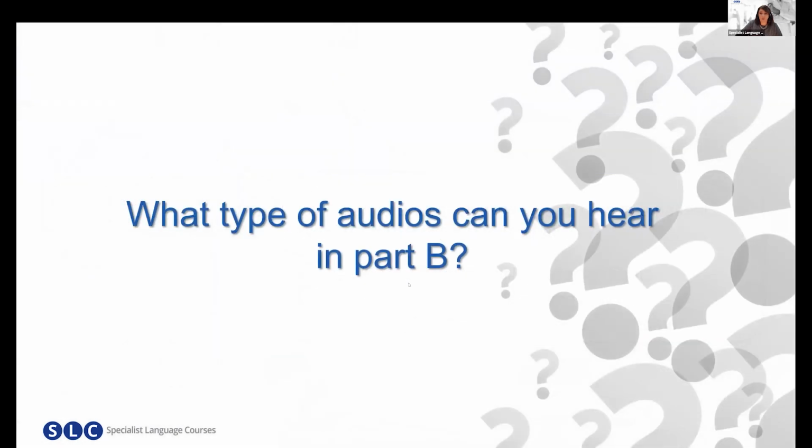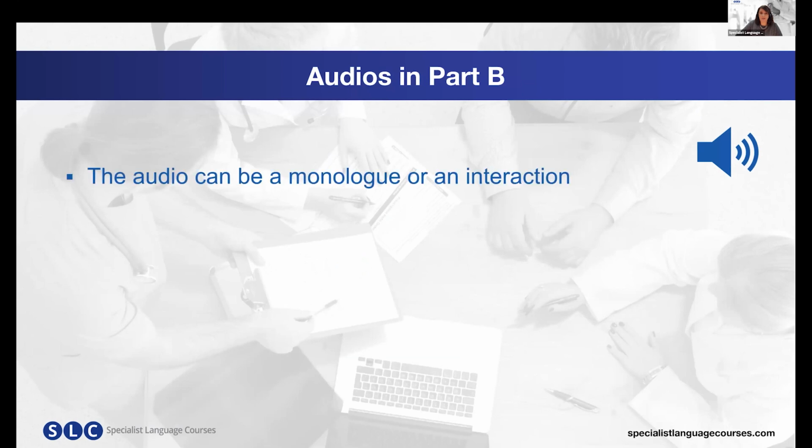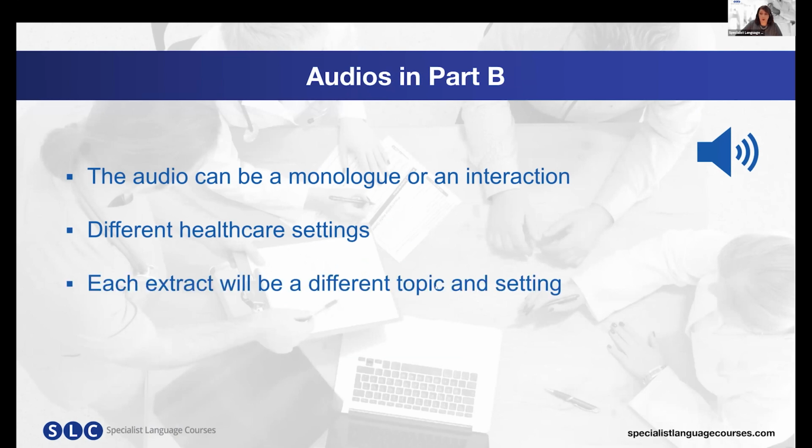So what type of audios can you hear in Part B? So we've seen that the audios will be in different healthcare settings. It may be a monologue or an interaction. You have a variety of different settings. They'll be on a different topic and setting, and you will only hear the recording once. So it's important to have a clear set of strategies to follow.